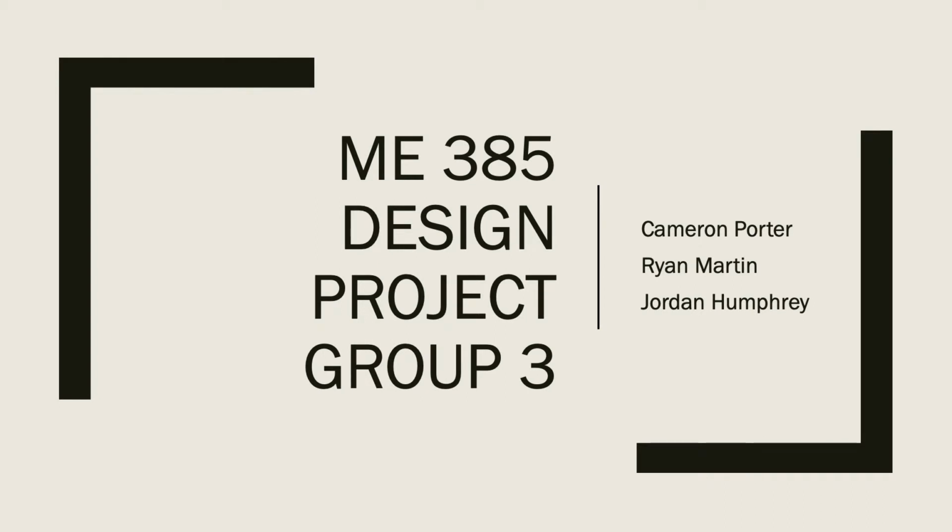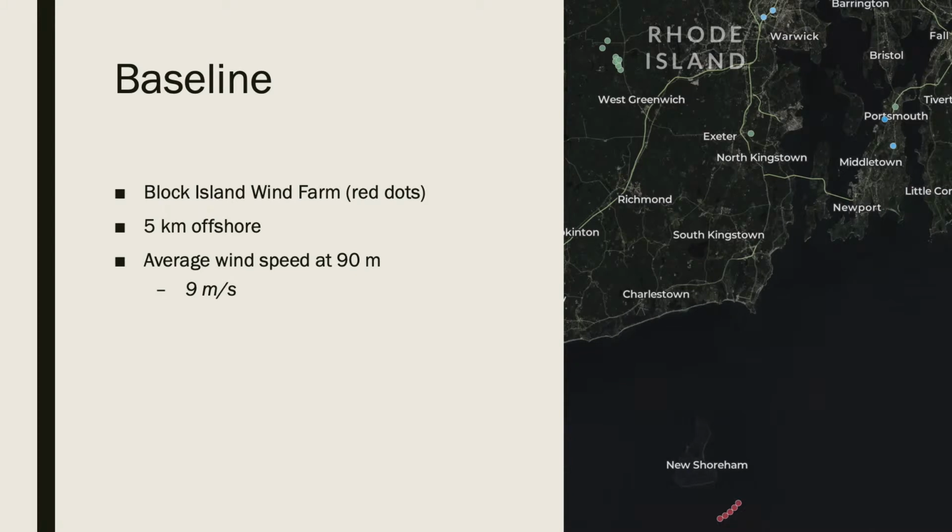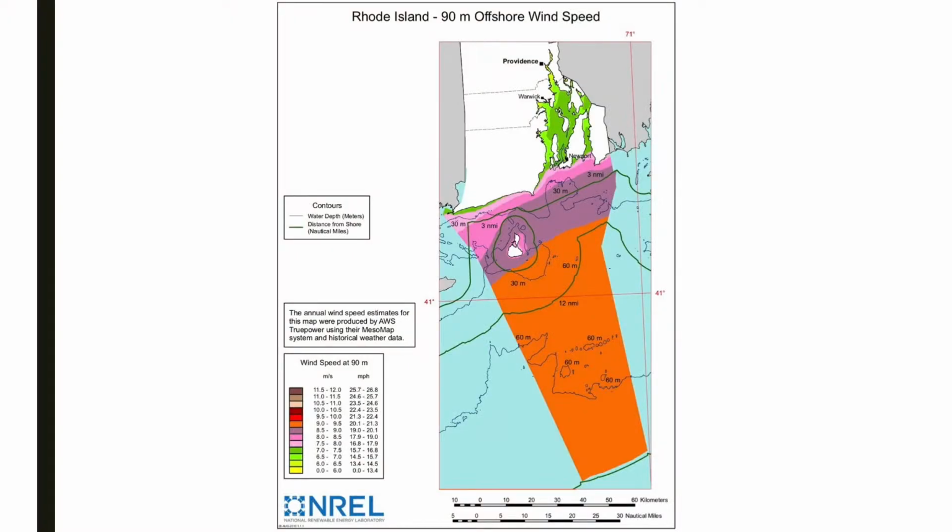And today we'll be going over our analysis of a proposed wind turbine improvement. As our baseline for comparison, we chose the Block Island Wind Farm, located about 10 kilometers from Rhode Island, seen here as the red dots on the map. According to the National Renewable Energy Laboratory, this area sees an average wind speed of 9 meters per second.